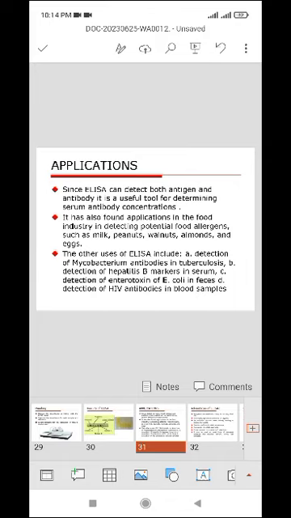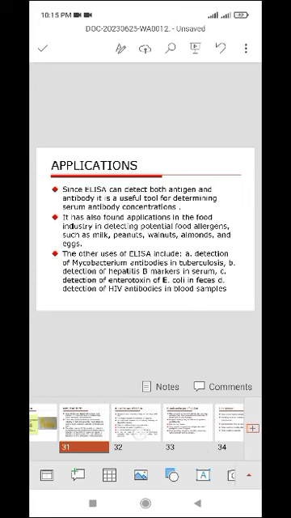Applications. Since ELISA can detect both antigen and antibody, it's a useful tool for determining serum antibody concentration. It has also found application in the food industry in detecting potential food allergens such as milk, peanut, walnuts, almonds, and eggs. Other uses of ELISA include detection of mycobacterium antibodies in tuberculosis, detection of hepatitis B markers in serum, detection of enterotoxin of E. coli in feces, and detection of HIV antibodies in blood samples.